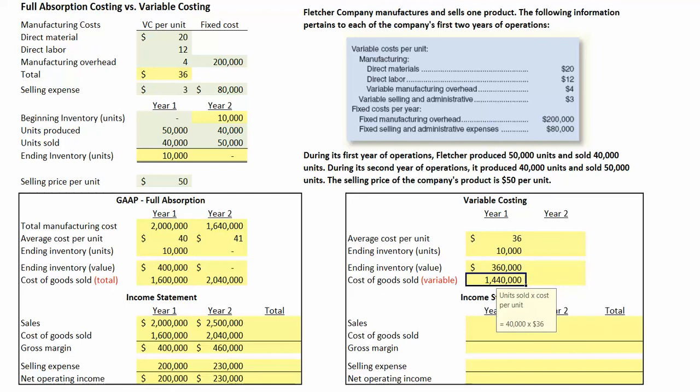$1,440,000, at least the variable component is, which is our 40,000 units we sold times the $36 per unit variable manufacturing cost. And again, this is only the variable portion of cost of goods sold. On our income statement, we'll pick up the additional $200,000 in fixed manufacturing overhead. Our sales, like year 1, 40,000 units times $50 per unit, $2 million.